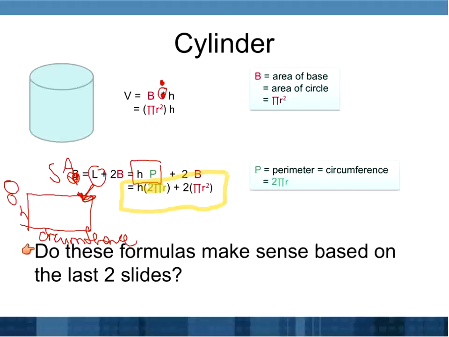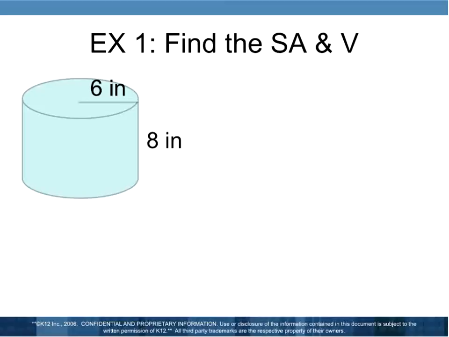So now we're going to practice using them. Are we all okay with the idea that the perimeter is the circumference formula? Anybody have a question about that? So P means perimeter. The perimeter of a circle is the distance around the edge, which is the circumference formula. We okay with that? Okay. Now we're going to try some.